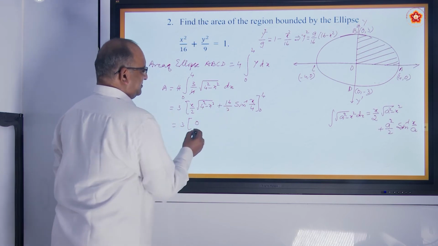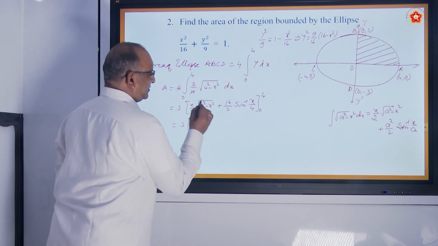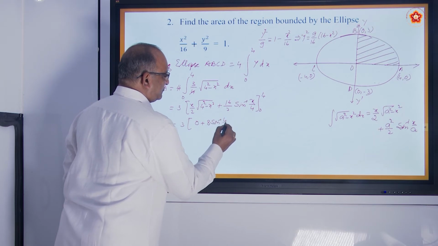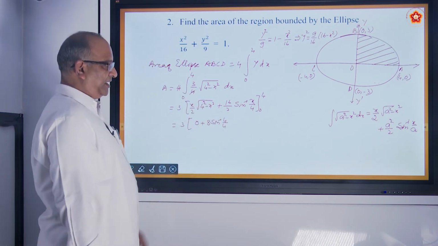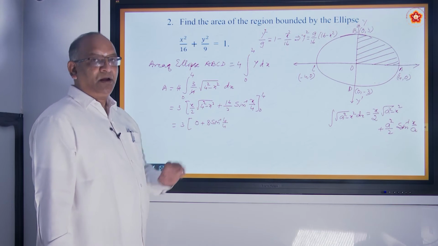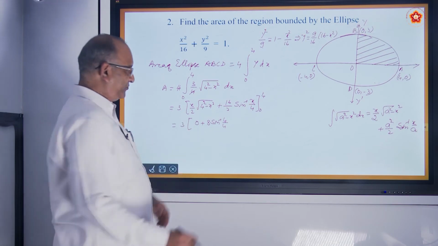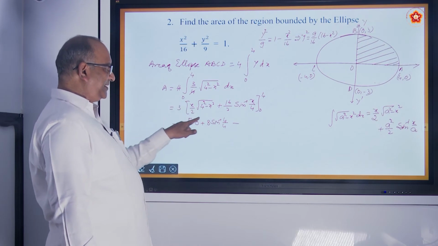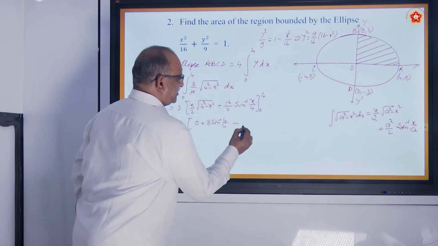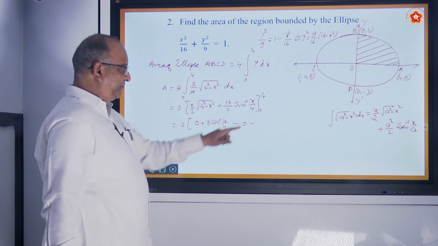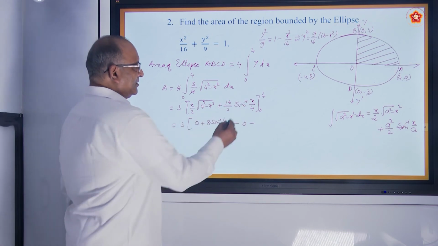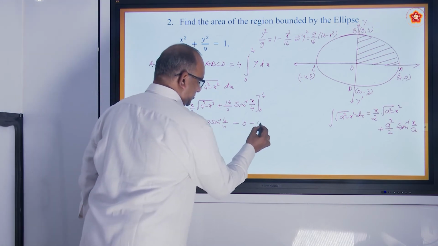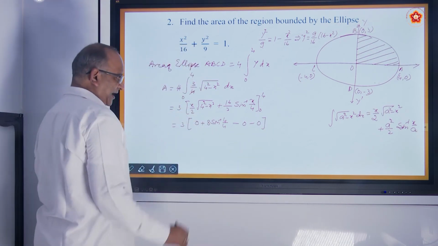16 by 2 is nothing but 8, sine inverse 4 by 4. We have substituted upper limit minus lower limit. So when you take the lower limit 0, 0 into anything is again 0. So this will become 0 minus, when you substitute 0 here, sine inverse 0 is again 0. So this is also gone.